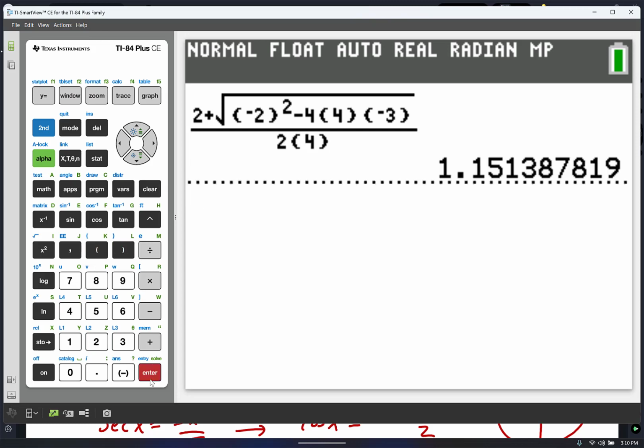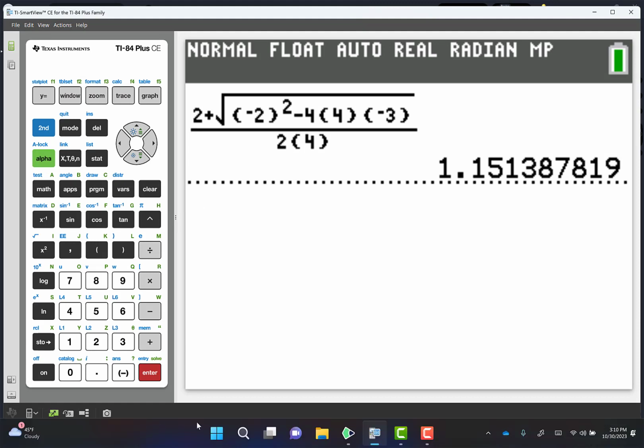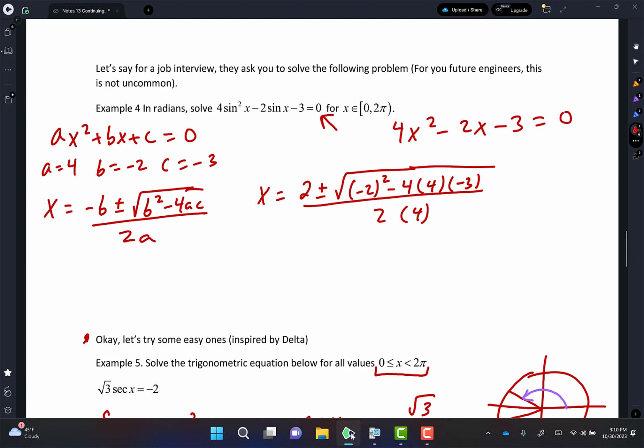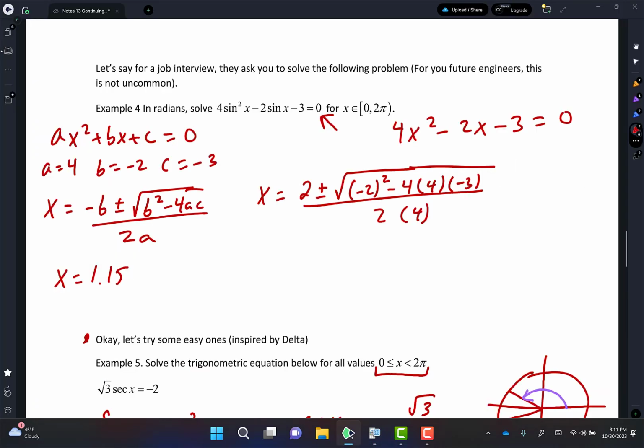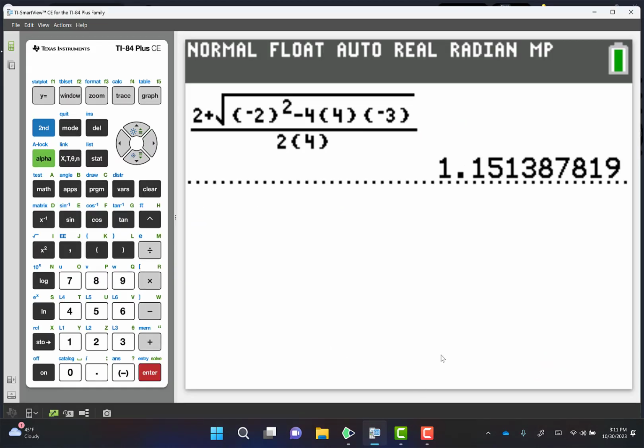1.15138. Can we be that? Well, I guess x can, but sine can't. Yeah, x can. x equals 1.151387. Truncated, not rounded. It should be 88, but that's fine.